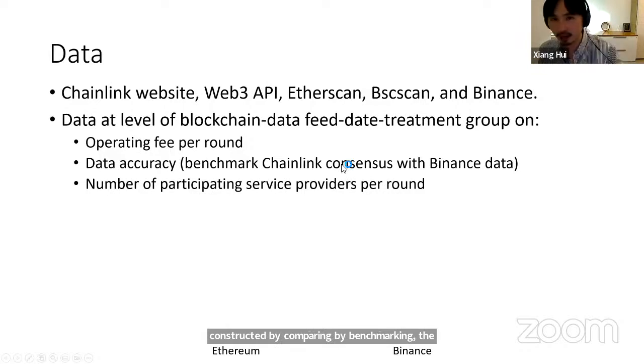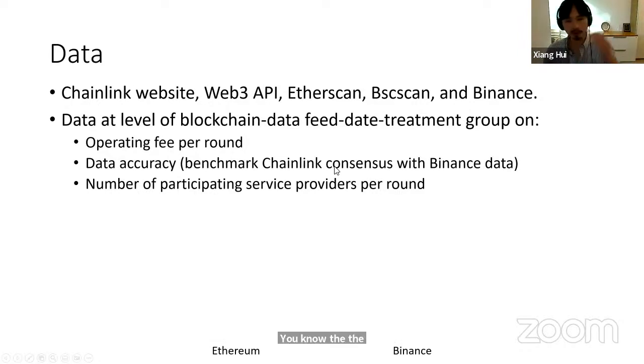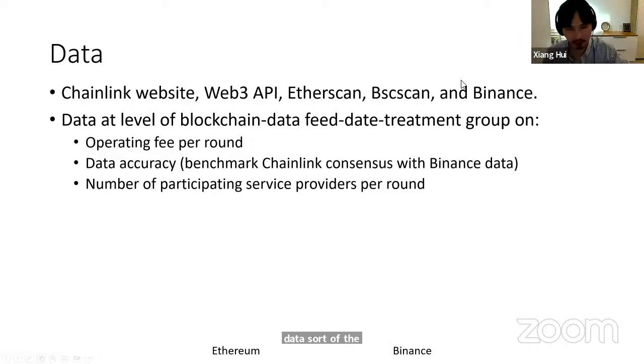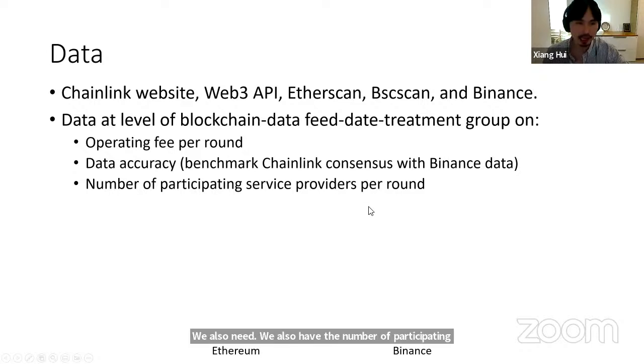What Chainlink thinks that the current exchange rate is, and we benchmark that with respect to the value for that exchange rate from Binance, and Binance is the largest centralized sort of cryptocurrency exchange. Okay, so we're not saying that Binance data is good, but we need a benchmark to compare the Chainlink consensus, right? Before or in different systems. So the assumption here is really that the quality of Binance data is sort of similar within the day. We also have the number of participating service providers per round. Okay, so that's the type of data we have.